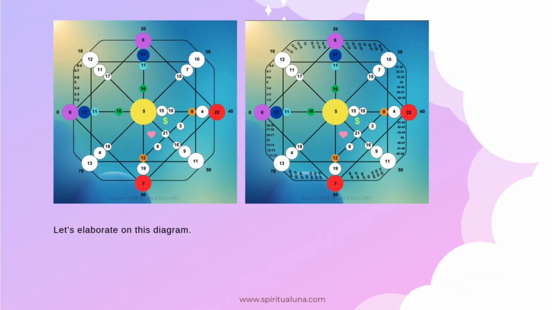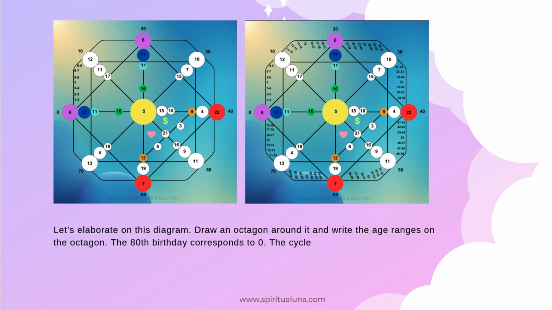Let's elaborate on this diagram. Draw an octagon around it and write the age ranges on the octagon. The 80th birthday corresponds to 0. The cycle continues from there in the same way. Sometimes the location of these numbers can change.